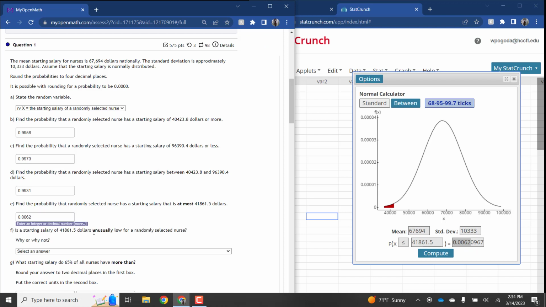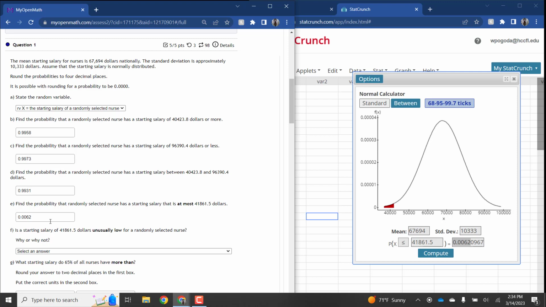Okay, next question. Is the starting salary of the amount we just found unusually low? So if something's unusually low, that means that the probability that it's less than or equal to that number would be less than 5%. Basically, in statistics, typically if you're not given a cutoff value, we would say something's unusual if the probability of this happening is 5% or less.